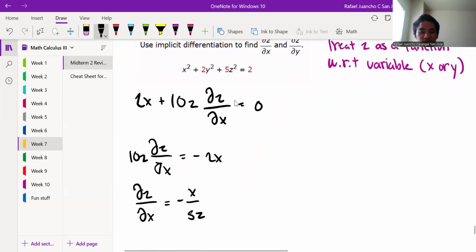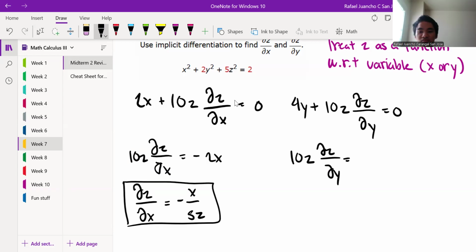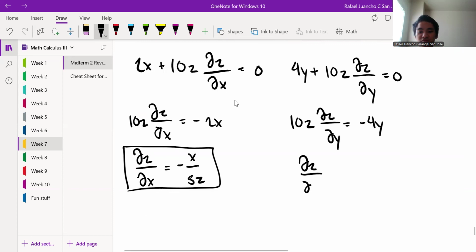And now we do the same thing when we want to find our partial with respect to y. Here we treat this as 0. This is for y, same idea, 10z, and then partial of z with respect to y. And then again, this is equal to 0. We say tan z of this, and then that partial is negative 4y. Then here we say that the partial of z with respect to y is just negative, I can just divide by 2 here, 3/5, right? 5z. So that's that.